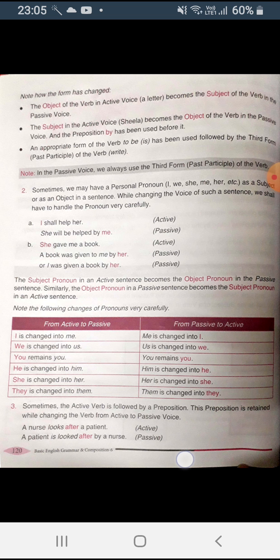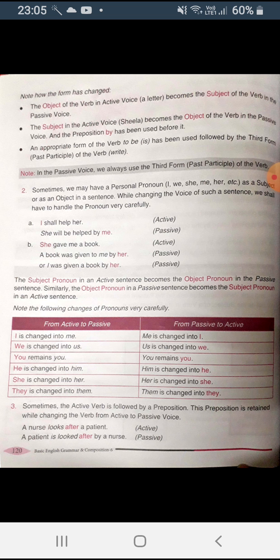So you see, a nurse looks after a patient. The nurse is looking after a patient. Subject is doing some action, so this sentence is in the active voice. If you want to make it passive, it will be written as a patient is looked after by a nurse. So the point is, if the verb consists of a preposition, it will be retained along with the verb when you convert active voice to passive voice.